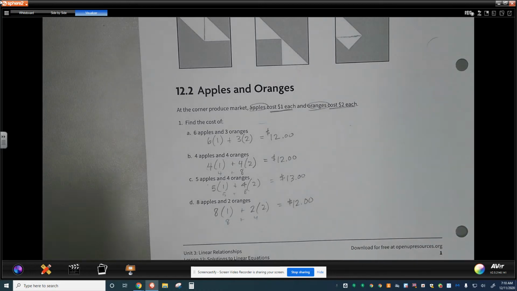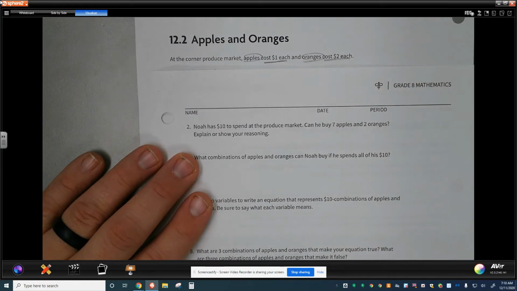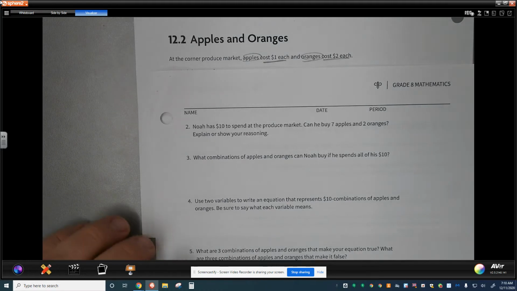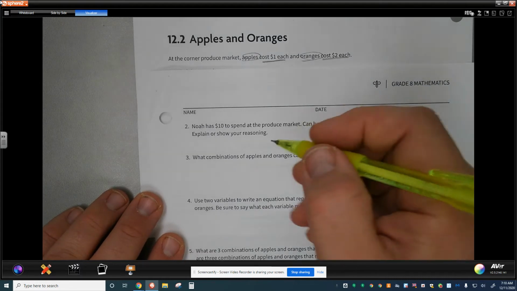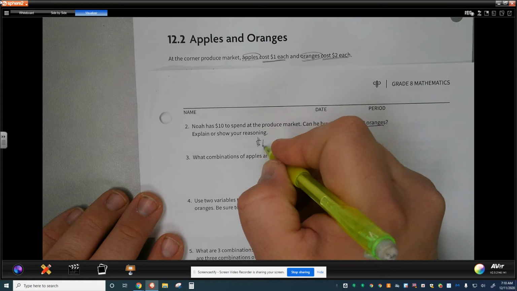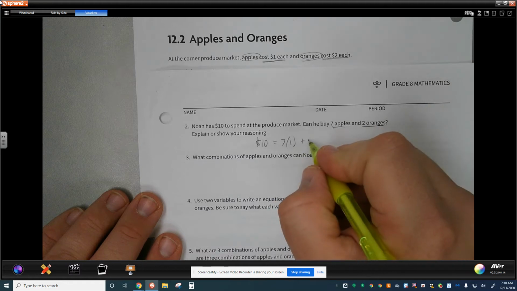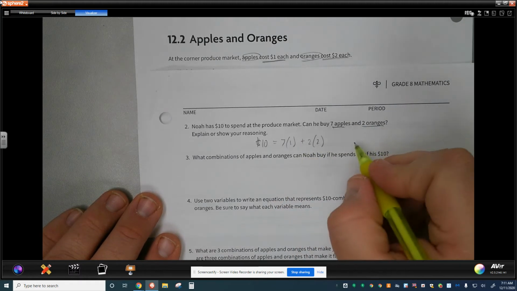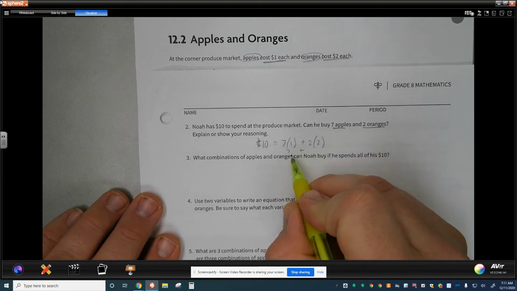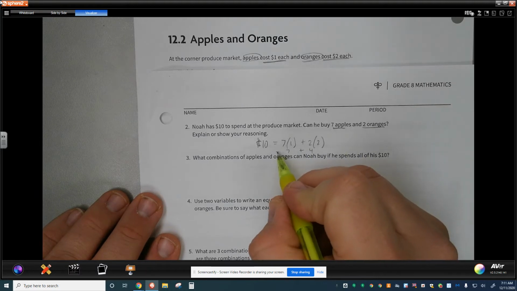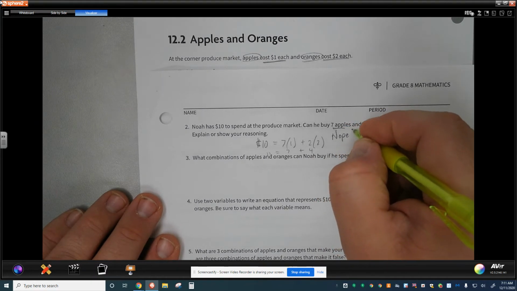Keeping with this situation, talking about the apples and oranges, going on to number 2. Noah has $10 to spend at the produce market. Can he buy 7 apples and 2 oranges? Explain or show your reasoning. Given what we had before, if he has $10, then that $10 has to be equal to 7 apples at $1 a piece plus 2 oranges at $2 a piece. What we see is that the apples and oranges come to 7 plus 4, which equals 11. Noah can't buy this. Nope, he's not able to.